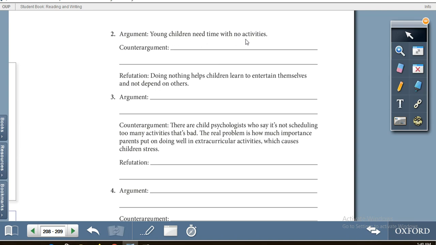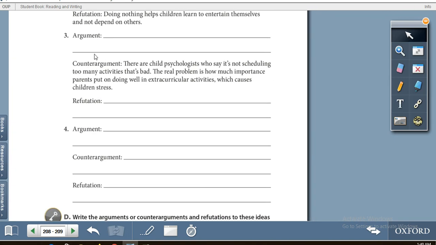Young children need time with no activities. Here is the refutation: doing nothing helps children learn to entertain themselves and not depend on others. Yes, doing nothing helps children learn to entertain themselves. So this is the refutation, which means totally rejecting this idea. The counter argument is in the opposite direction of the argument.